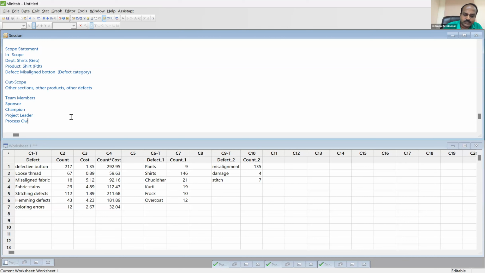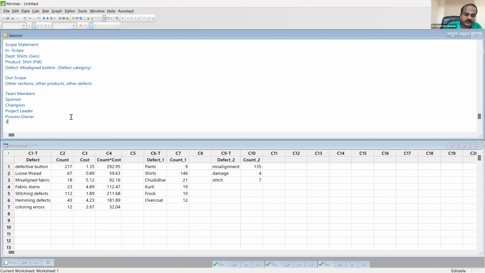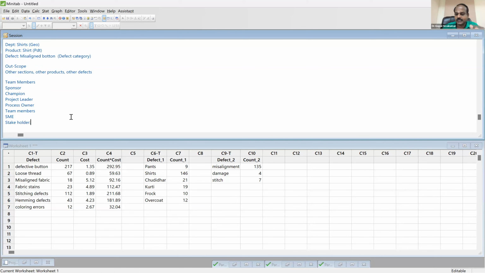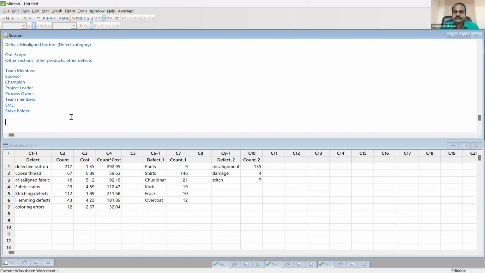Make sure you include the process owner. Then you must have team members. Do you need SMEs? Do you want participation of any other stakeholder? Stakeholders are anyone who is related to the problem. You can include all of them. Don't hesitate to include them in your project, because stakeholder management is also very, very important for the success of the project. So you include, and then finally timeline.